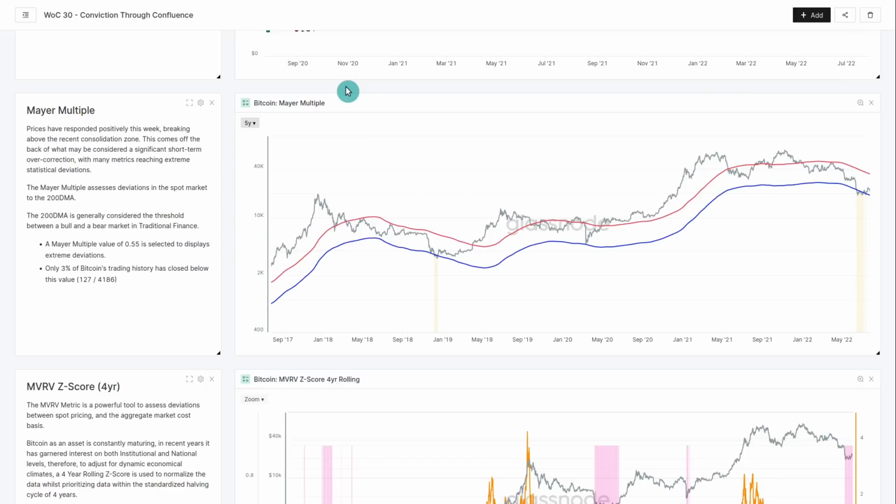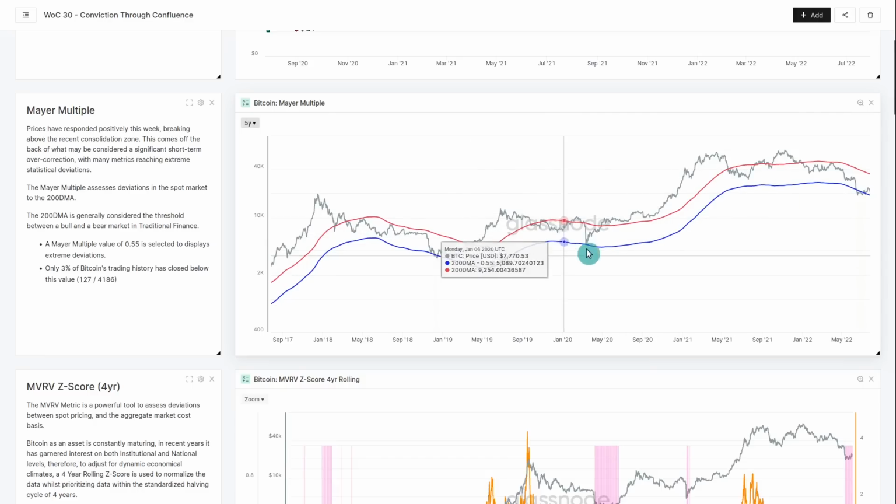So it generally tends to pick up. You can see here in the red, it forms resistance during a bear, and it typically forms support during the early phase of the bull. So generally speaking, when the market is above or below, it tends to stay there for an extended period of time. Now, the blue curve we have down the bottom here is the Mayer multiple times 0.55, or in other words, the market is trading at a 45% discount to the 200-day.